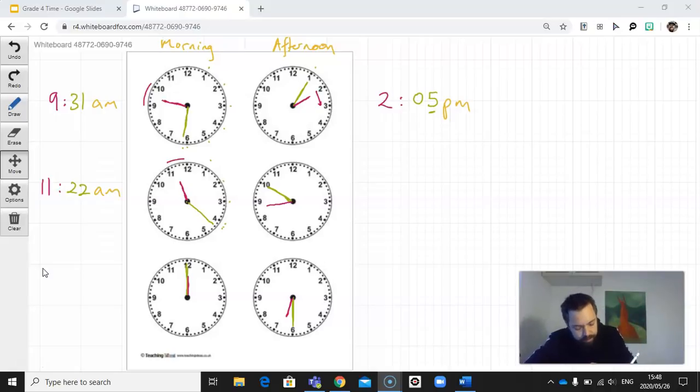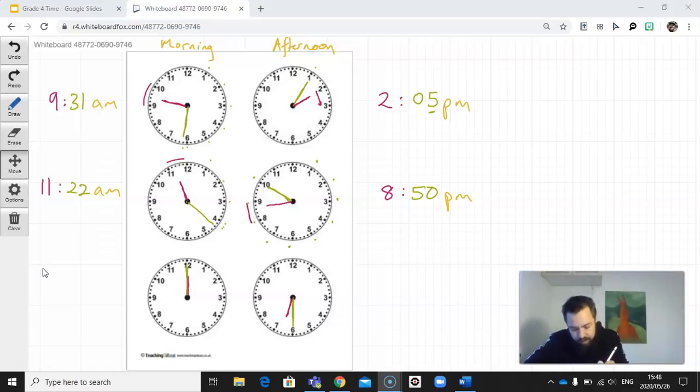Right, looking at the next one. We're in this hour, so that is the 8th hour. Looking at my minutes, 5, 10, 15, 20, 25, 30, 35, 40, 45, 50. So it's 8:50, it's in the afternoon or the night. So it's PM, it's after the middle. Looking at our second last one.